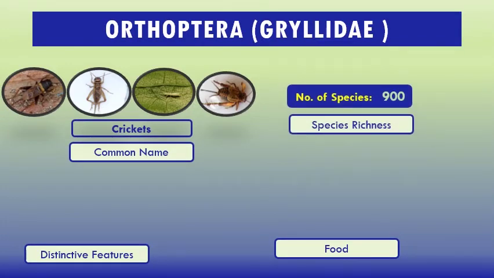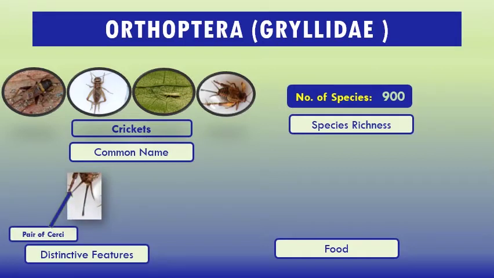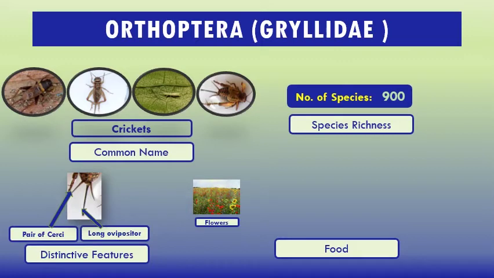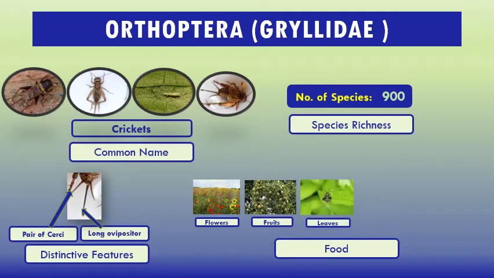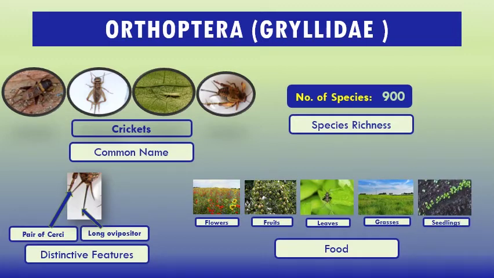Species richness: about 900 species are known. Now distinctive features: pair of cerci. Here it is. Long ovipositor. Here it is. Now food includes flowers, fruits, leaves, grasses, and seedlings.